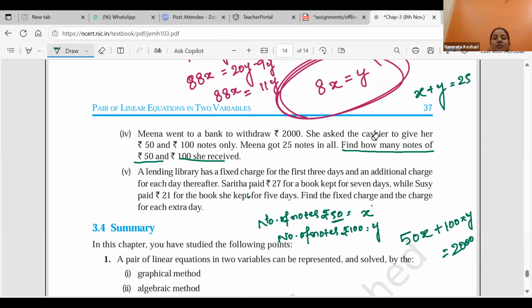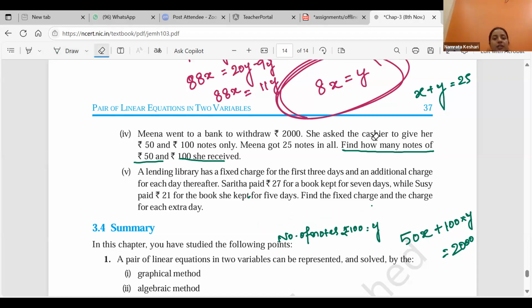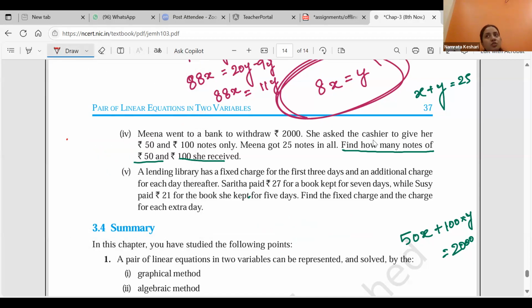A lending library has a fixed charge for the first 3 days and an additional charge for each day after that. When the question contains fixed charge and additional charge, and the number of days is mentioned for the fixed charge, like the first 2 days or the first 3 days, you need to be careful while creating the equation. For the first 3 days, fixed charge is there, and then an additional charge for each day after that.